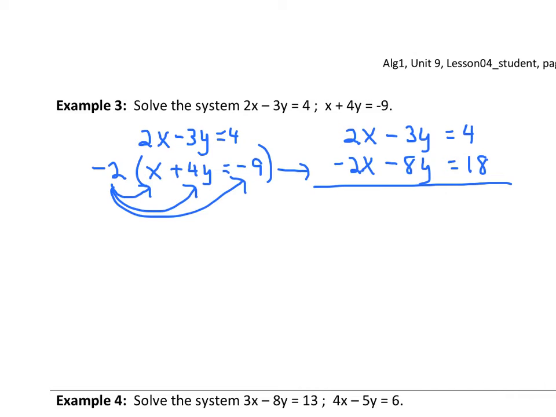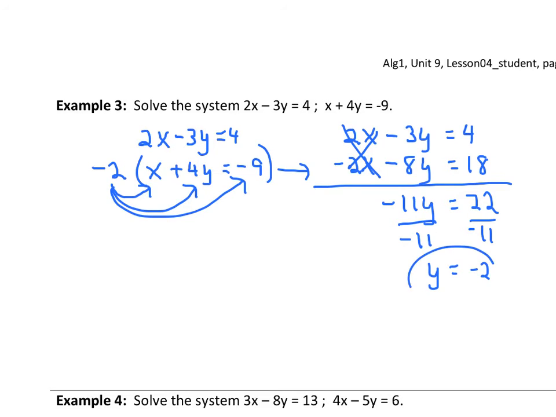Now I'm going to add. You can see that if I add these two together, the x's are eliminated, which is my goal. So that's eliminated, and now I have a negative 11y is equal to 22. If I divide by a negative 11, I get y is equal to negative 2.